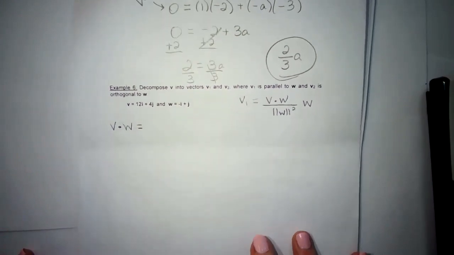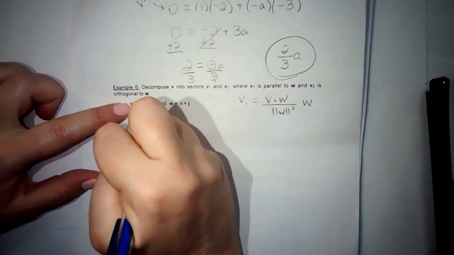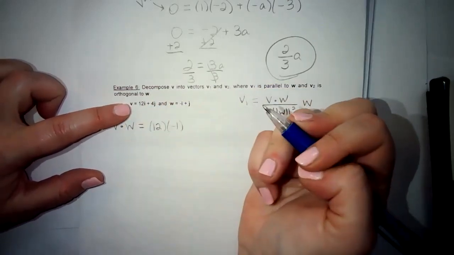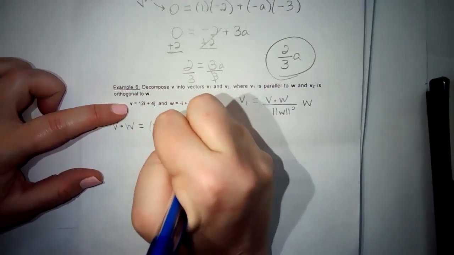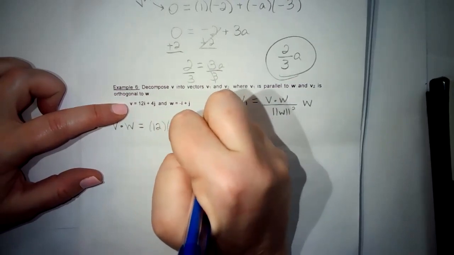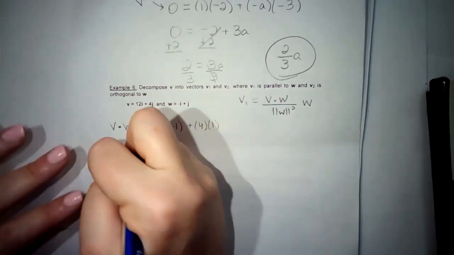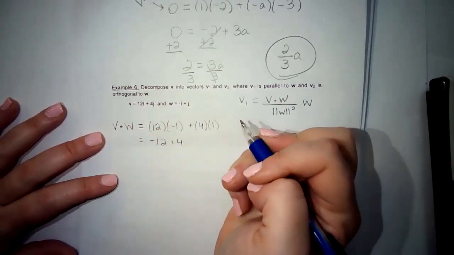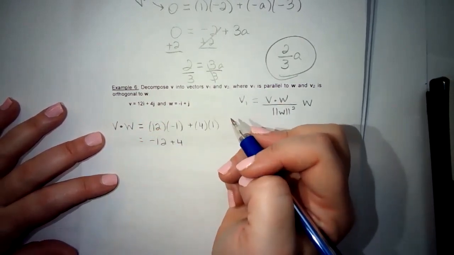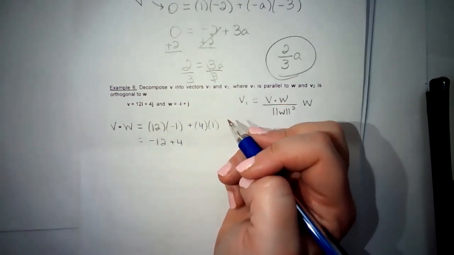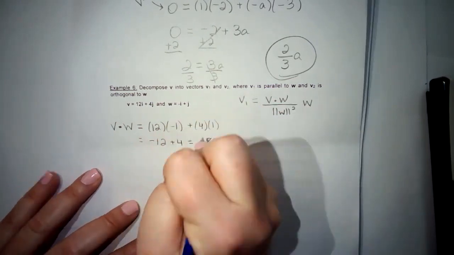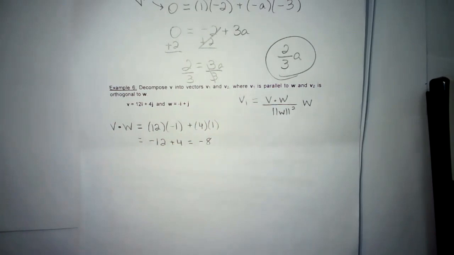Okay, so I'm going to take the I component of V times the I component of W and add it to the J component of each one. It's going to give me a negative 12 plus 4. Oh, I'm on the wrong problem. I was like, that's not what I got. Sorry, I'm on the wrong problem. Okay, I have a nice little dot product of negative 8.